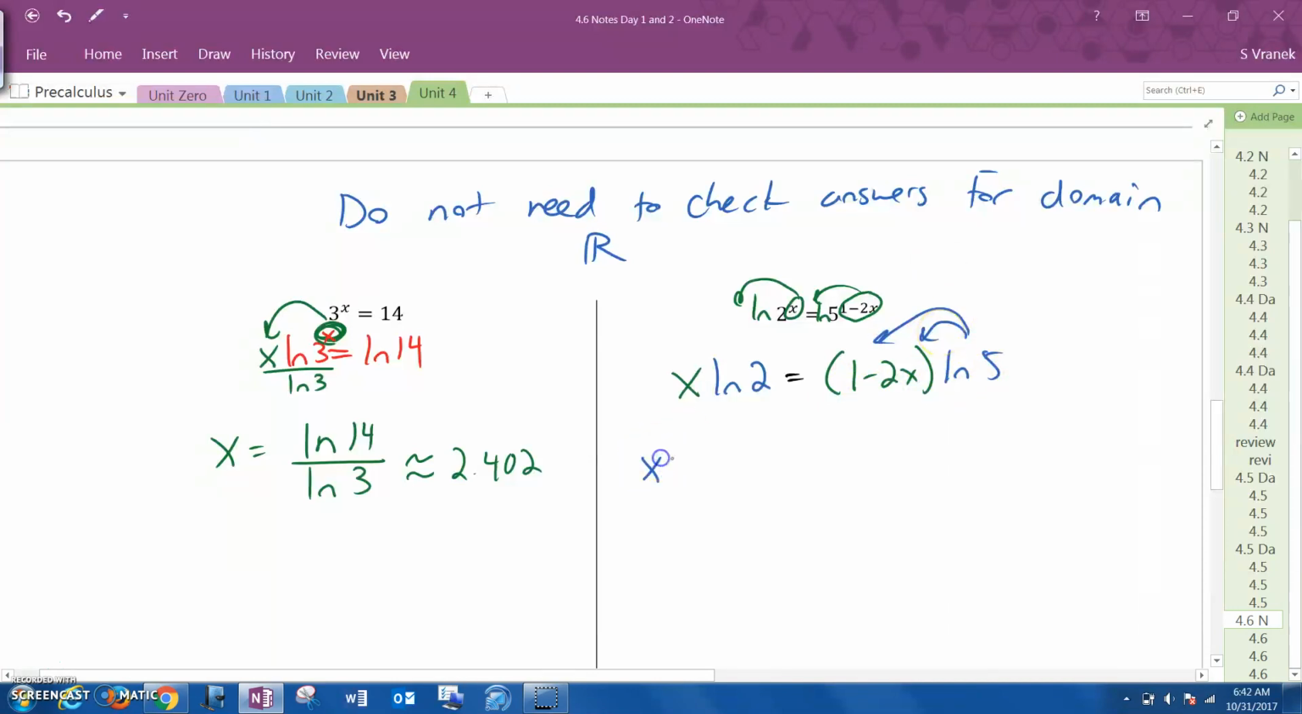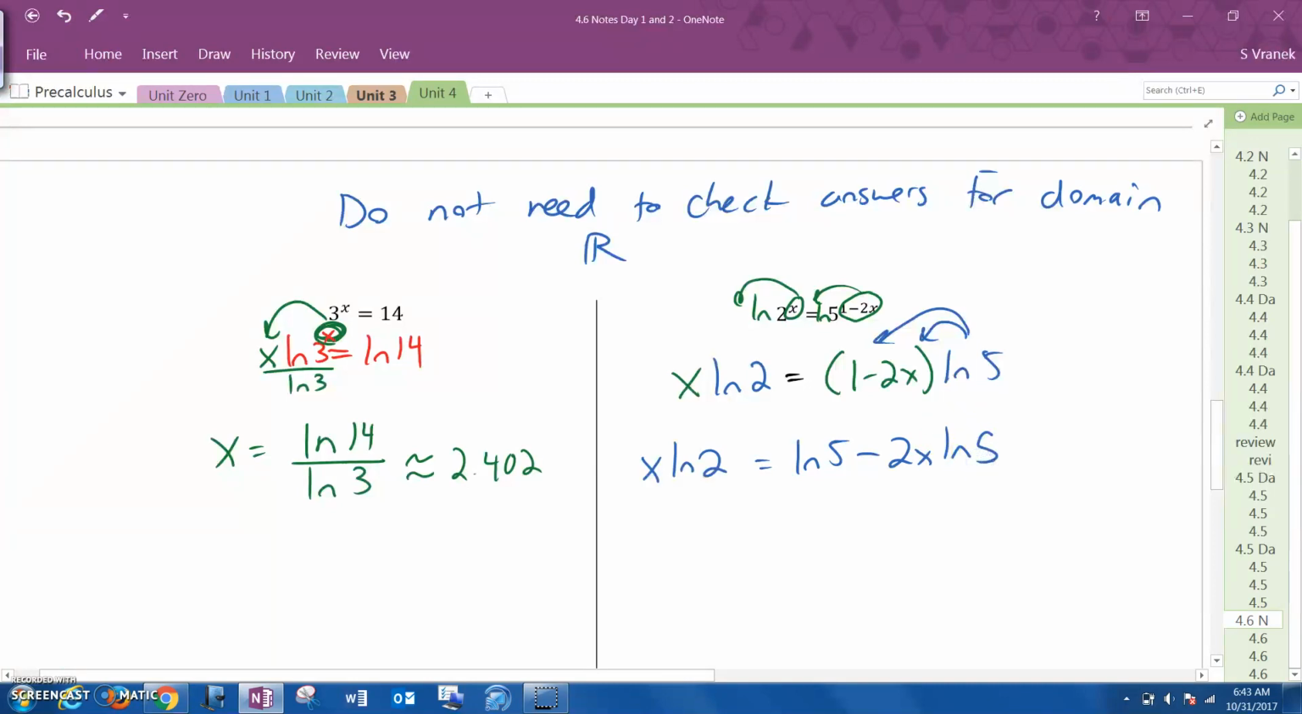So over here I still have x natural log of 2. Here I have 1 times natural log of 5, which is natural log of 5, minus 2x times natural log of 5. You cannot multiply the 5 and the 2. Natural log of 5 is its own number. You have to think of it as that. So it's just 2x natural log of 5.